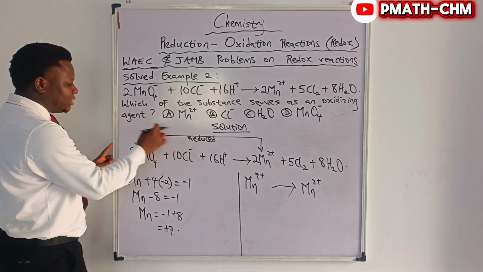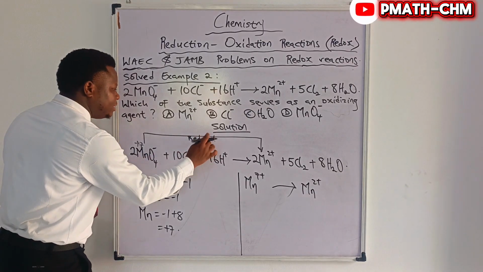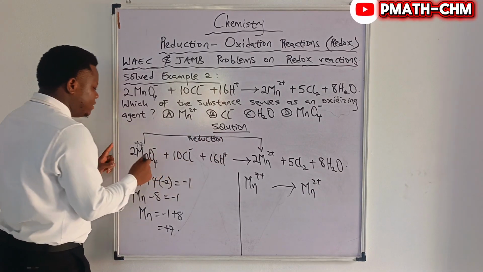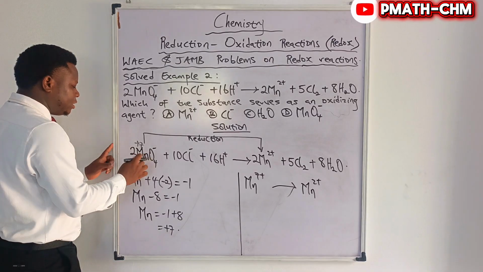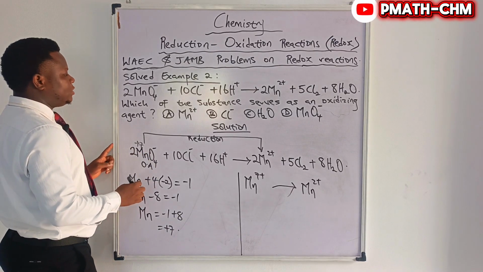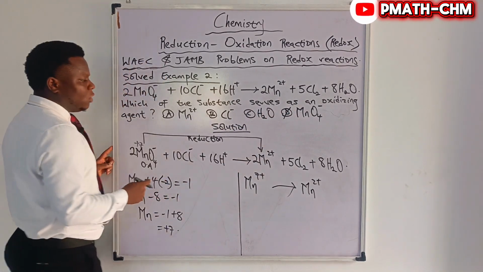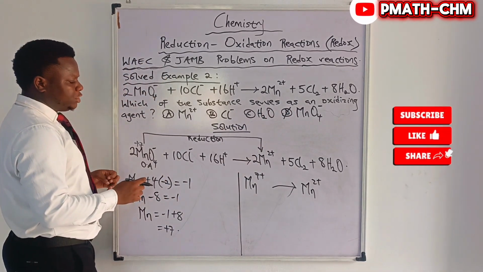And the substance that is reduced, according to our rule, is what? Let's say reduction. This is a reduction process. The substance being reduced, which is this substance, becomes your oxidizing agent. So the answer to this question is going to be what now? D. So let's also analyze, just for explanation's sake.